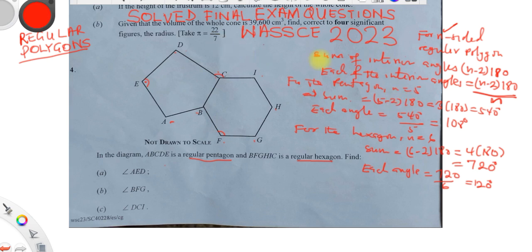So what does the n minus 2 stand for? We said that n minus 2 is the number of triangles that can be formed from the polygon. So if you want how many triangles can be formed from this pentagon, we can form only 3 triangles. And from this hexagon, how many triangles can we form? We can form 4 triangles. 1, 2, 3, 4.